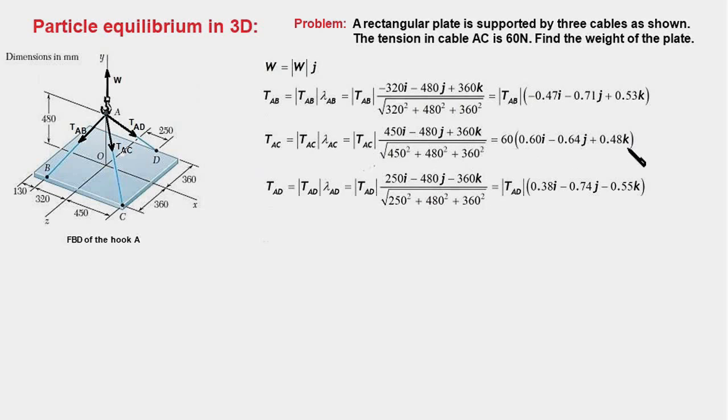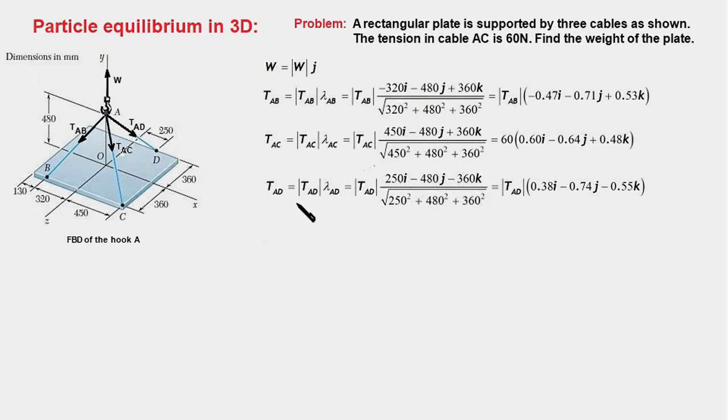times this vector. And likewise we write the force TAD in vector form, and that will be equal to its magnitude times unit vector along AD. To determine AD, we go again 480 mm in minus y direction, we go 360 mm in minus z direction, and 250 mm in positive x direction. So we get 250i minus 480j minus 360k, and the denominator is the magnitude of this position vector, and this will simplify to this vector, right?